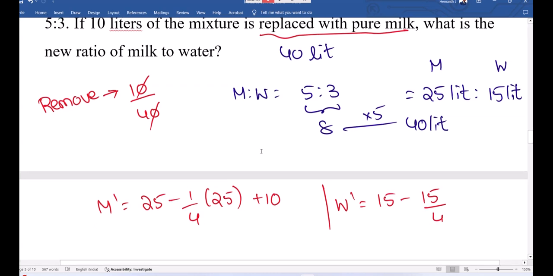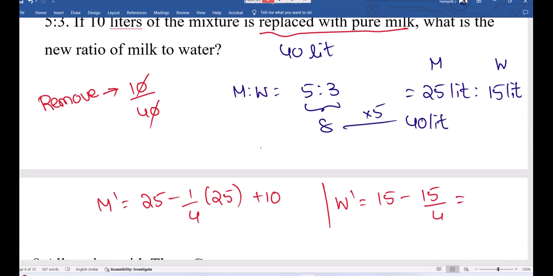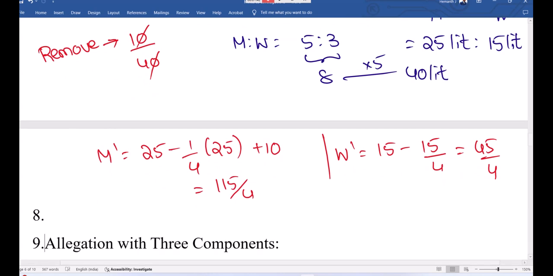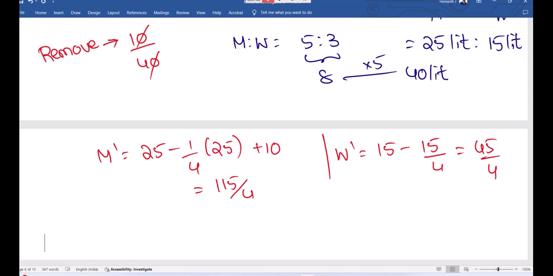Now, they are asking only the ratio. So 60 minus 15 is nothing but 45. 45 divided by 4, let it be. And here 25 plus 10 is 35. 35 into 4 is 140. 140 minus 25 will be 115 divided by 4. Now if you do the ratio, 4 will get cancelled. They're asking for the new ratio. So m dash and w dash will be 115 and 45, which is 23 and 9. This is the new ratio.